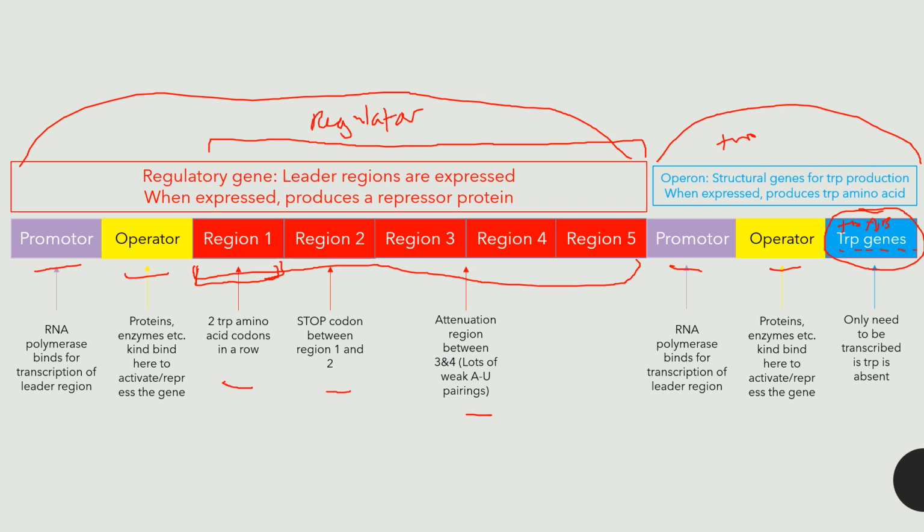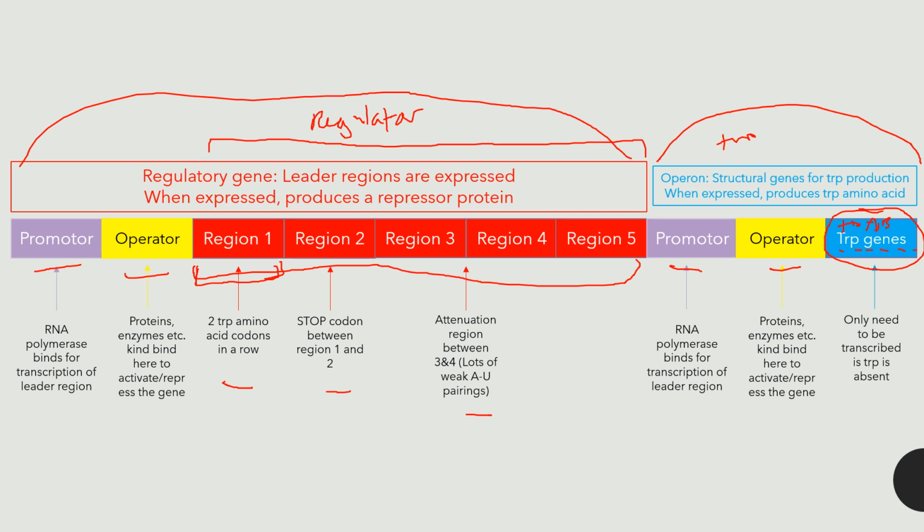In region 2, well, actually between region 1 and 2, we have a stop codon. Okay, so remember that a stop codon is what is going to stop transcription and translation from taking place. So this is an important point because we can't get past this point with this stop codon here, which is going to come into play a little bit later on.